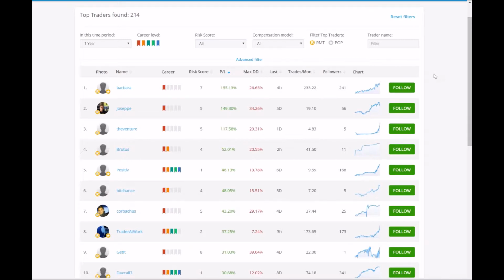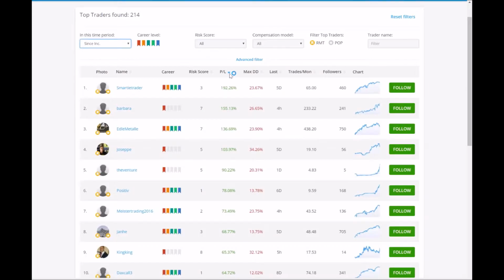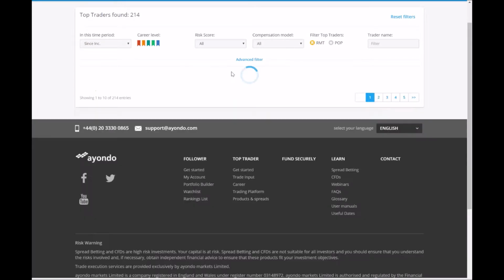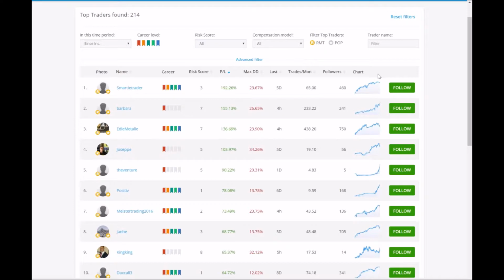You can change the time period, of course, and I think maybe the best way of doing this is to drill down. I think to start with, a slightly longer time period. You can go since Inc., so since they actually started trading. There are some people on here who do have track records going back a couple of years, for example Smarty Trader. So here we go. Smarty Trader has made 192% since they first started trading on the platform. We'll stick with this one and have a look at it in a bit more depth.